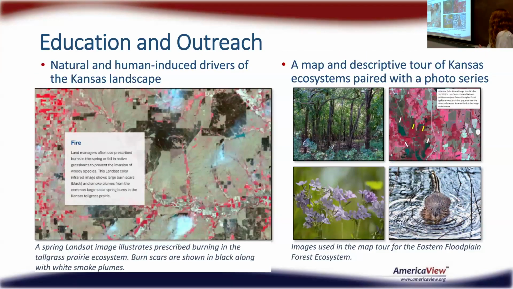It also includes descriptions of natural and human-induced drivers of the Kansas landscape. So why do we see these different ecosystems in different parts of the state? And then we also provide a map tour that will take you around the state to the different ecosystems. And we have a gallery for each ecosystem that includes the flora, fauna, and a remote sensing paired image to help put together what we see above and how we're able to map those different ecosystem types with remote sensing data.